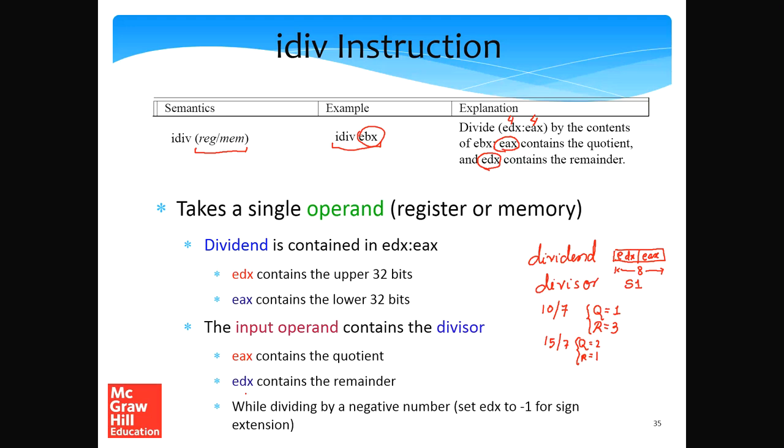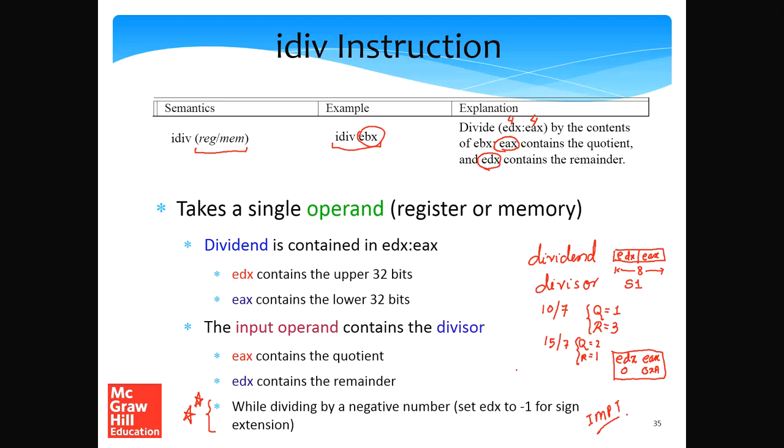Right, so this is very simple, but here is one mistake that most students make, and this is a very important point to keep in mind. So let me put a star, and this is so important, let me put one more star. Let me also write important, just in case. So what is the idea? If the dividend is positive, so let's assume the dividend is 10, then EDX would contain all zeros and EAX would contain 10, which is 0xA in hex.